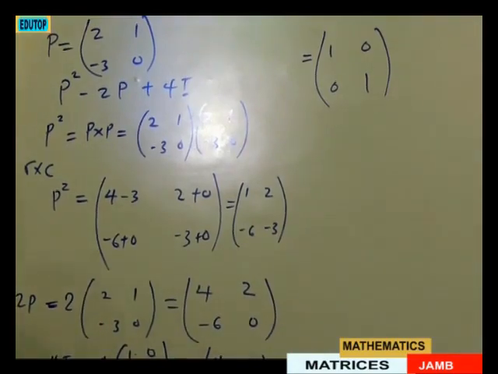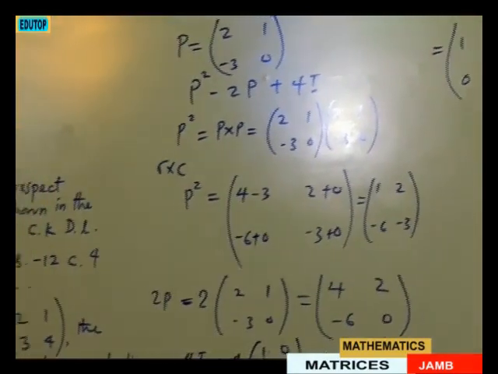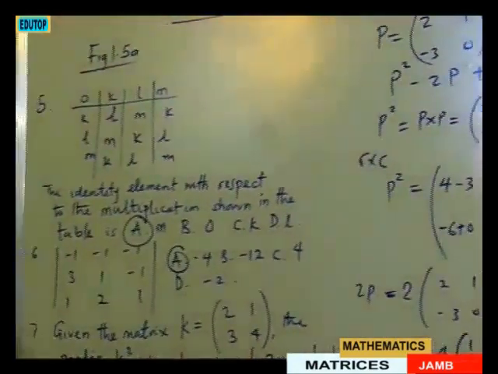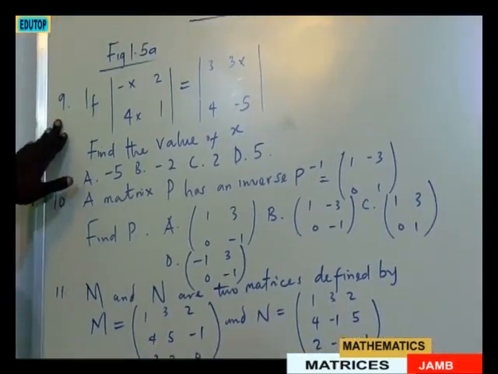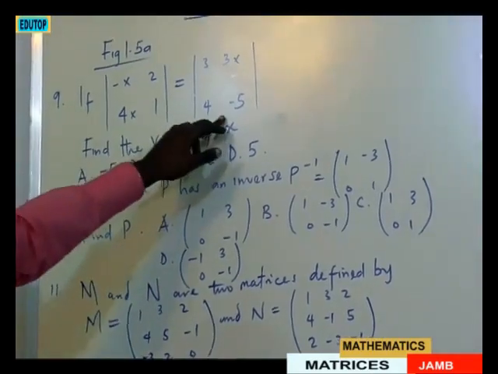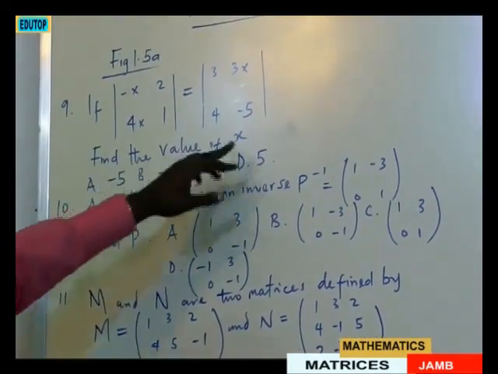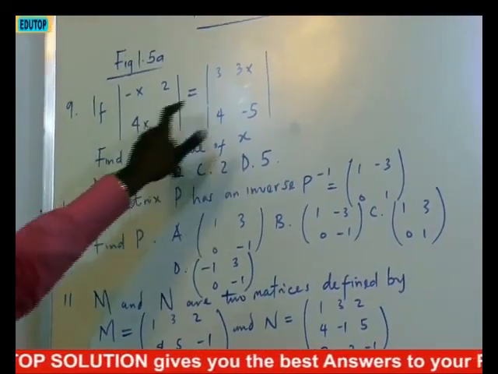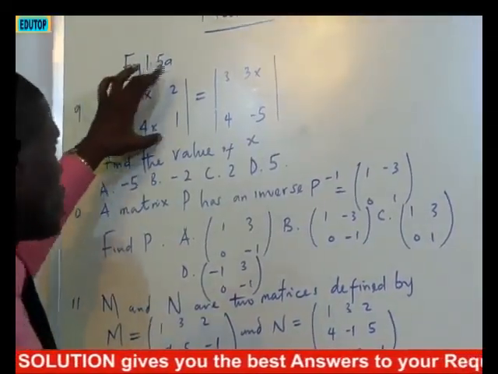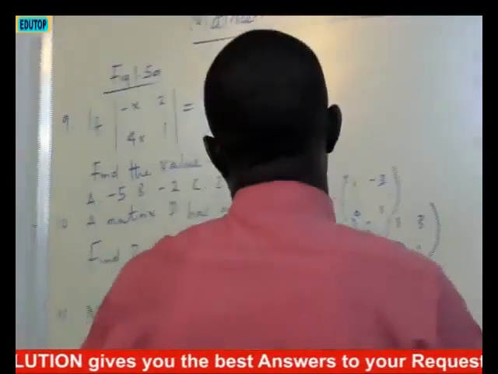So let's see our options and see the one that correlates to that. And that is option A. Now, question 9. If this equals this, find the value of x. If you look at this slash, it's showing that we should look for the determinant of this and this. The determinant of this is equal to the determinant of this. So how do we do that?